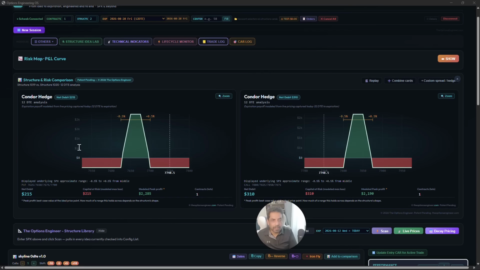Now let's look at a condor example. Here we have a condor which is approximately 50 points away from the spot, and is 25 points wide, and this is on the downside. It has a net debit of 215, meaning it has a higher credit if it was a credit condor. When we look at the call condor or the upside condor, it has a net debit of $310. So we can see how the pricing varies based on where the structure is placed.